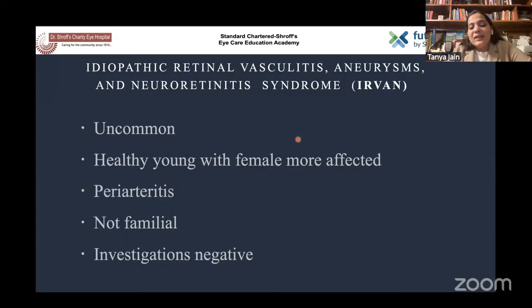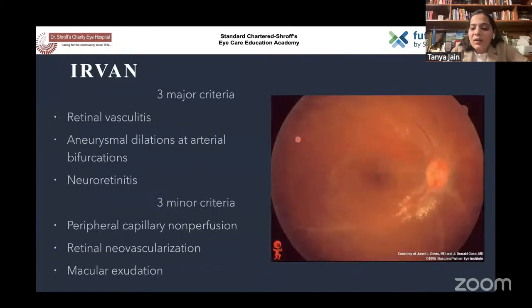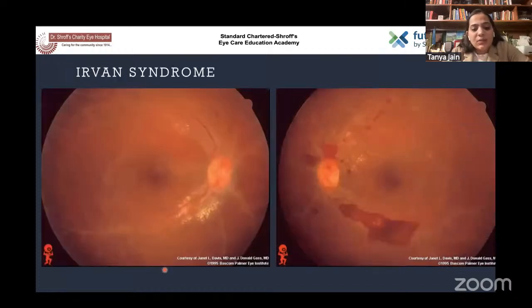Usually healthy young with more of a female predisposition. It could present with periarteritis, is non-familial, and most of the investigations are negative. So they have three major criteria. First is your retinal vasculitis, aneurysmal dilatation, mostly at the arterial bifurcations, and neuroretinitis. Then sometimes the minor criteria include capillary non-perfusion, retinal neovascularization, and sometimes even exudation.